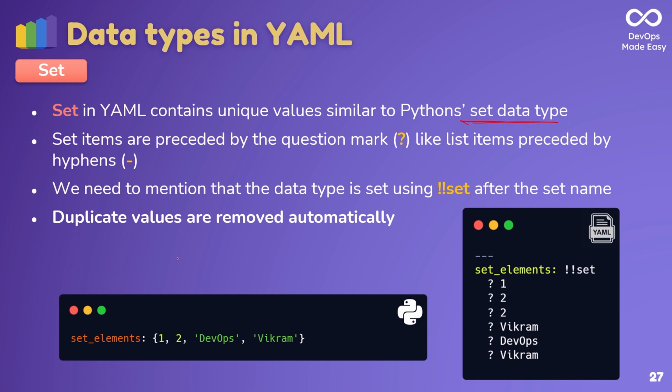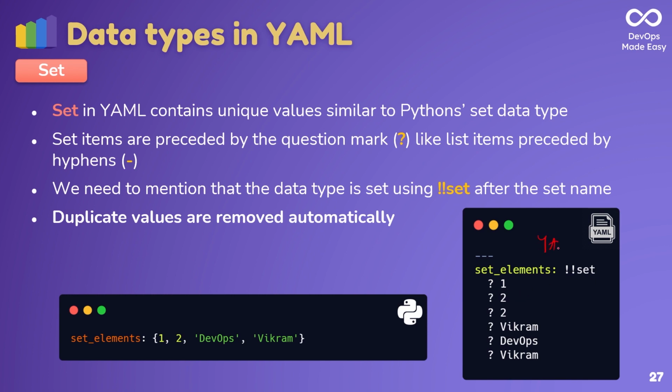Okay, so how do we mention sets in YAML? Instead of a hyphen for a list, we use a question mark to indicate a set element, and after the name of the set we have to use this convention: double exclamation marks followed by set as the key. One of the important features of a set is that it will not allow duplicate elements.